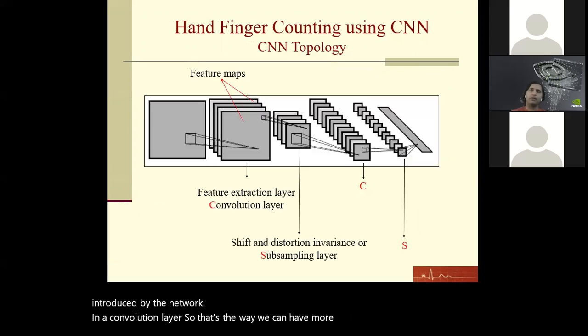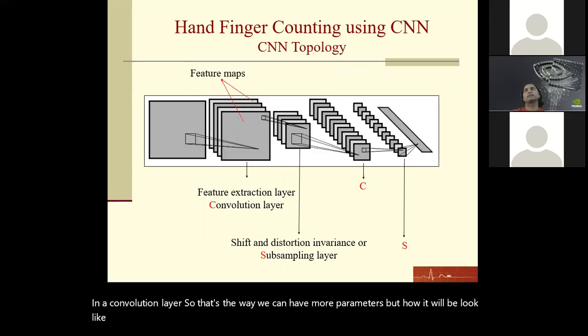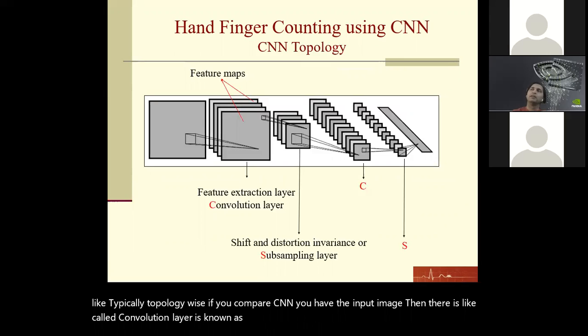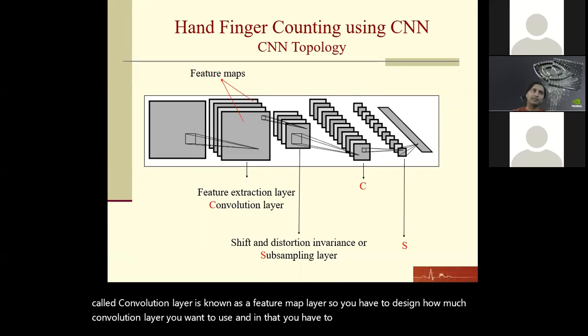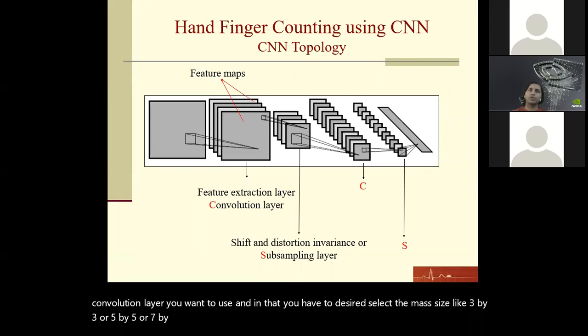But how will it look typically, topology-wise, if you compare CNN? You have the input image, then there is a convolution layer, which is known as a feature map layer. So you have to design how many convolution layers you want to use, and in that you have to select the mask size, like 3 by 3 or 5 by 5 or 7 by 7, what convolution layer size you are going to use.